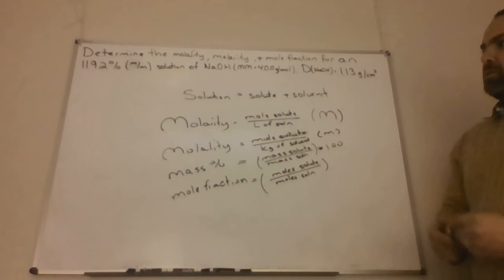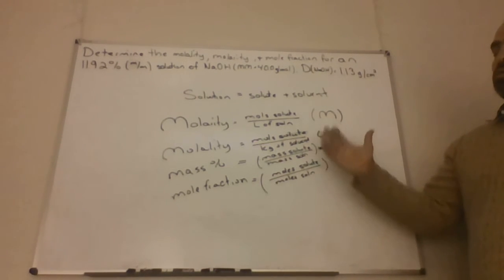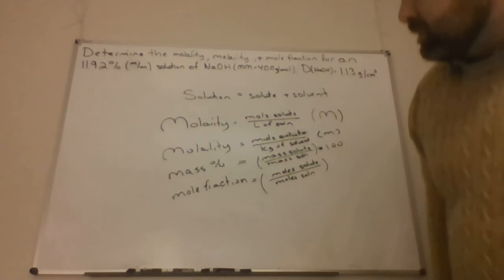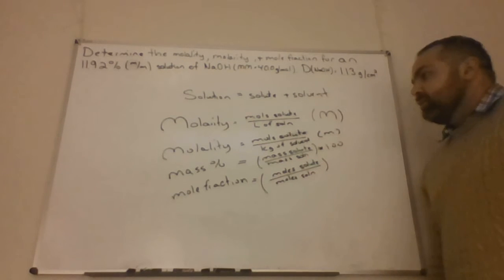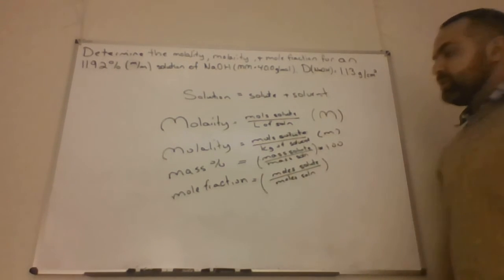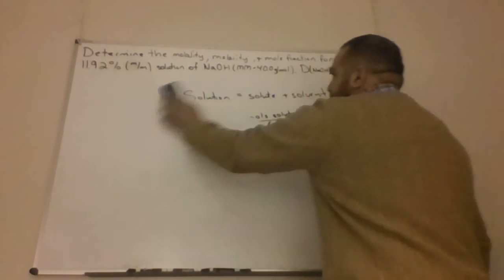So take a moment, look at this, then we're going to move on to the problem today of converting different units of concentration. Molarity, molality, mass percent, mole fraction. These are common ones. There's other ones as well, but these are the common ones. Alrighty.